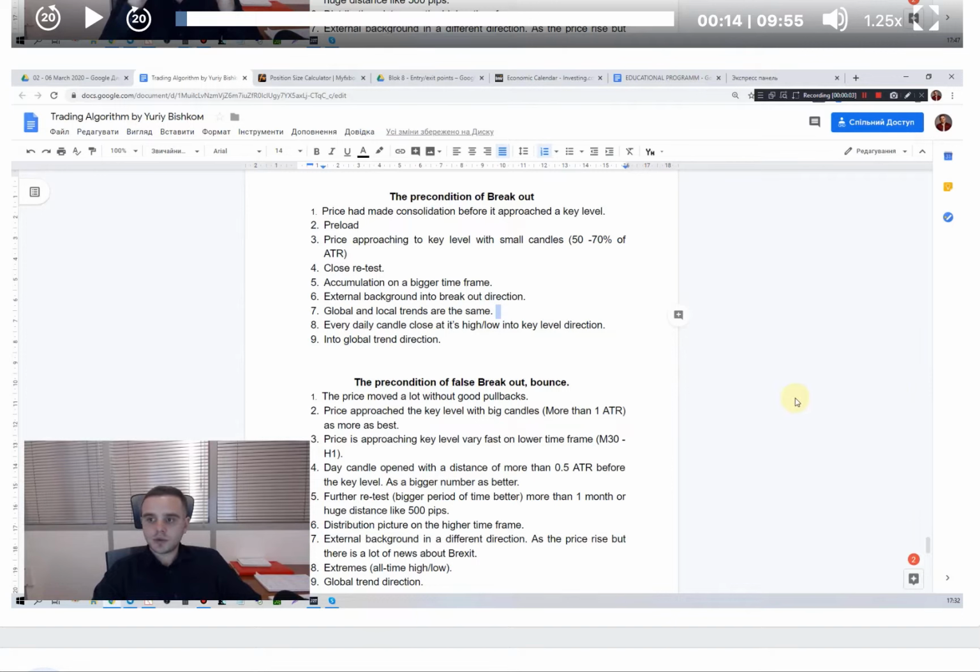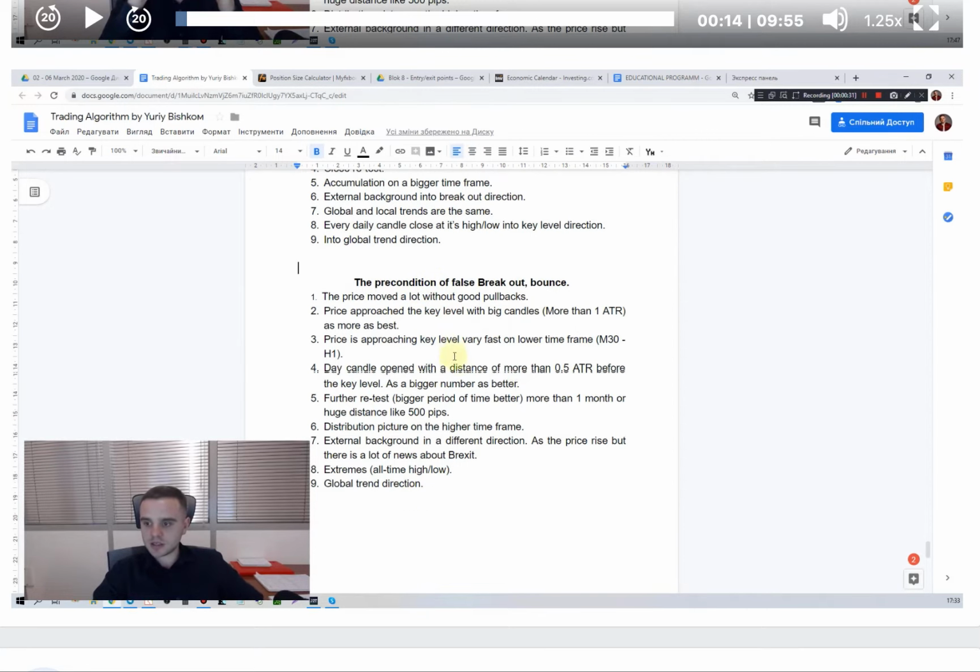This lesson will be about precondition, because it is one of the most important topics when we trade key levels. Once more, a key level is not enough in your trading. It's also far more important to have good precondition. That's why right now we will discuss all preconditions of a breakout, if price will break out here. And also we will discuss preconditions of a false breakout or bounce.